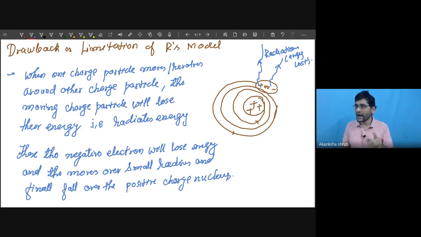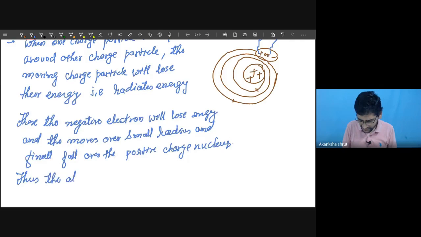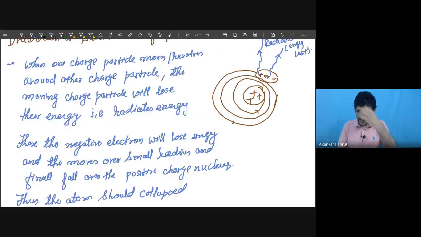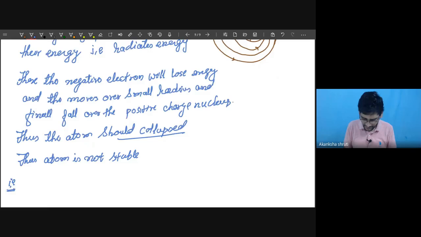He could not explain why this electron is not falling over the proton and why this atom is stable. So thus the atom should collapse. Collapsed means they mix together and the atom itself will be destroyed. It simply means that. So the stability of the atom was not explained. So thus the atom is not stable. If you are asked to write in simple words what the drawback was: the stability of the atom was not explained.